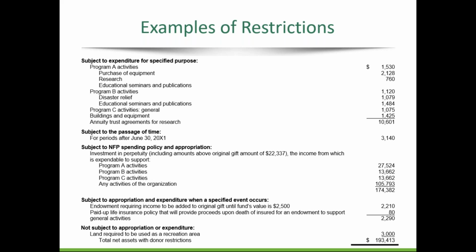In addition to these three major categories, you may also have net assets related to term endowments that would be in their own category. And there are also a couple other examples on this slide for different categories for you to consider. Things like life insurance or real estate required to be used for a specific purpose. Just different little tweaks in endowments.